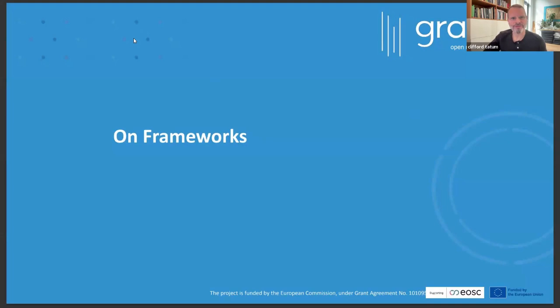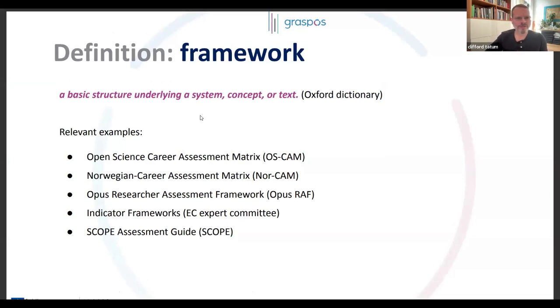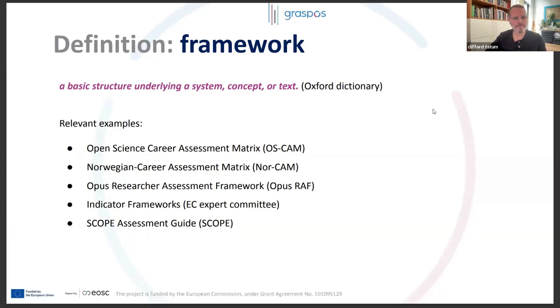Okay, thank you. Okay, on frameworks. Next slide, please. So let's start with a definition. This often raises questions, so we'll just be clear that by framework we mean a basic structure underlying a system, concept, or text. So in my read, it doesn't imply anything particular about what we're doing or what these other frameworks are doing. It's just that they are structured in a way that this activity can be presented as a cohesive whole. So these are the relevant examples that we'll go through somewhat briefly. Next slide, please.